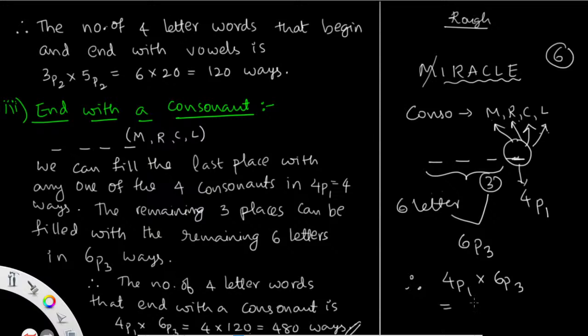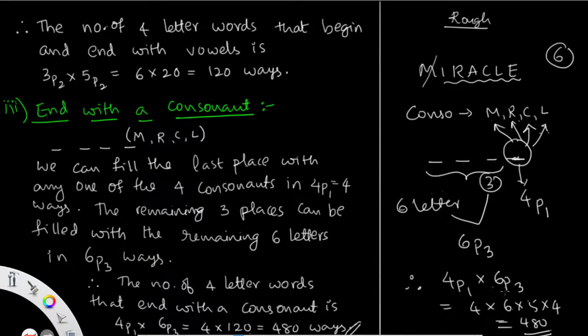That is 4 into 6P3, which is 6 into 5 into 4, starting with 6 and writing 3 terms. So this is 120 into 4. That is, the total answer is 480.